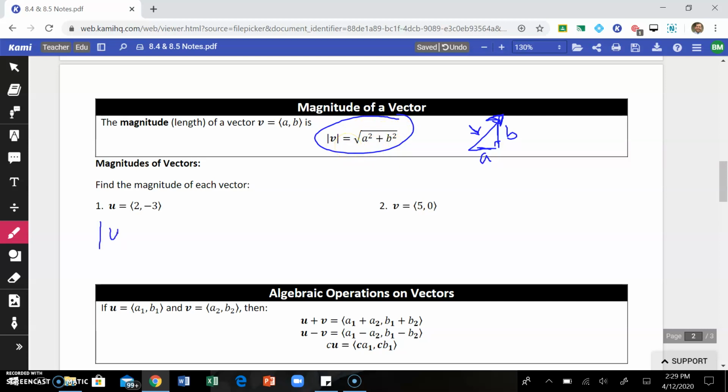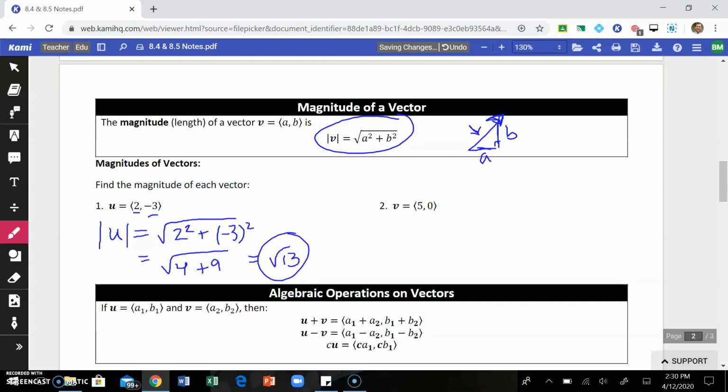So if I have a vector here with horizontal component 2 and vertical component -3, and I want to find the magnitude of that vector, I'm going to do the square root of 2 squared plus -3 squared. So that's going to give me the square root of 4 plus 9, which would be the square root of 13. Okay, again, that tells me the exact length of that vector. The magnitude of vector v, I would have the square root of 5 squared plus 0 squared, which would be the square root of 25, which would be 5.